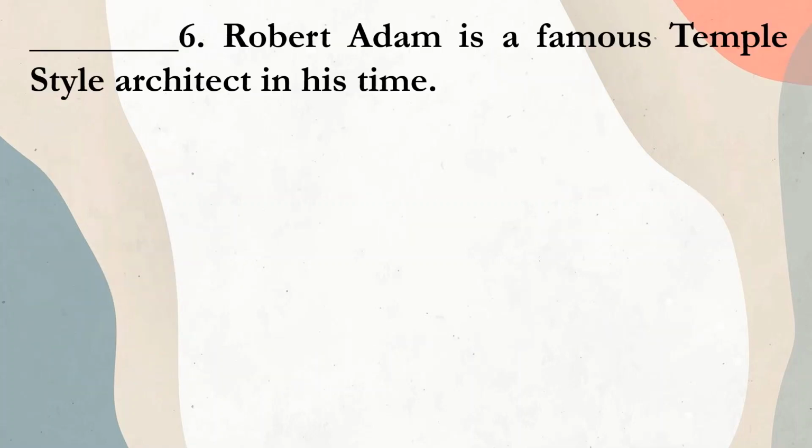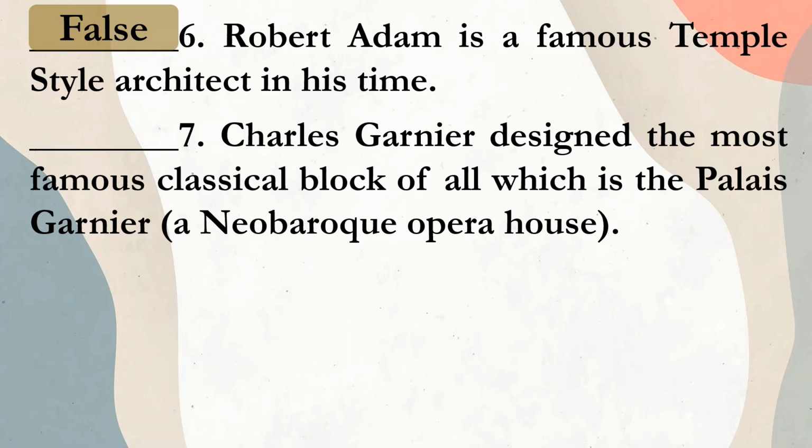6. Robert Adam is a famous temple-style architect in his time. True or false? The correct answer is false. 7. Charles Garnier designed the most famous classical block of all, which is the Palais Garnier, a neo-Baroque opera house. True or false? The correct answer is true.